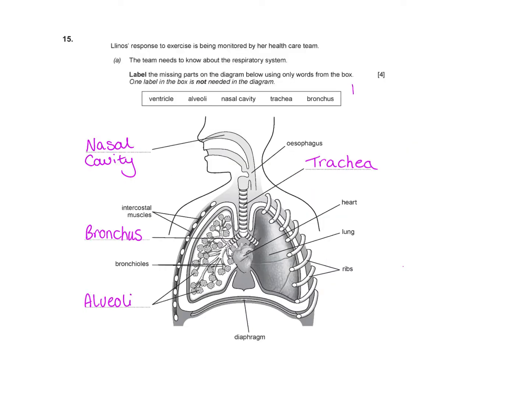Again, a lovely question. They've given you a box there, 4 marks. It's such a nice question. So that's your nasal cavity. You would have got a mark for saying nose. Trachea then, your ring of cartilage around it.